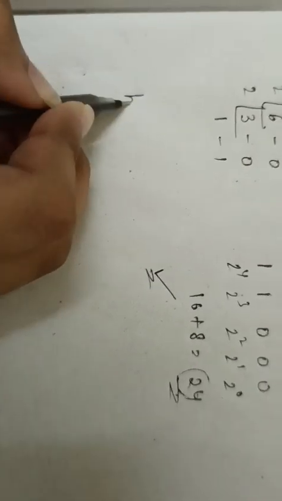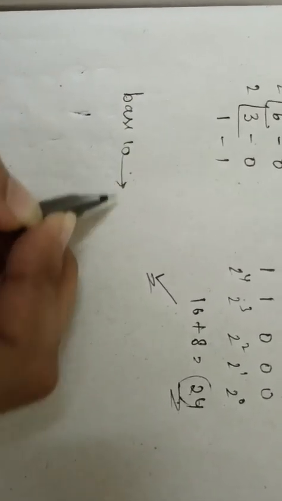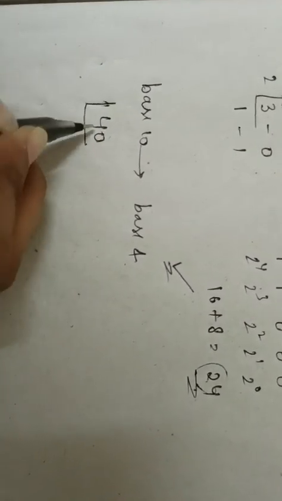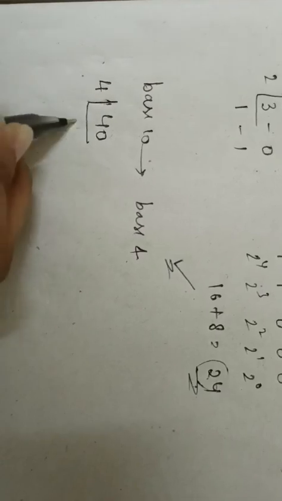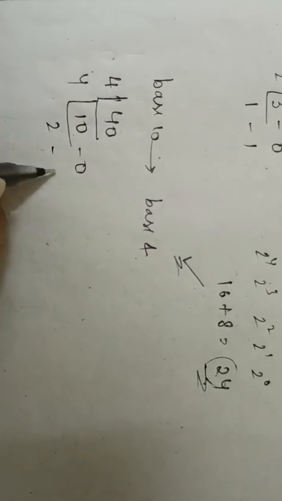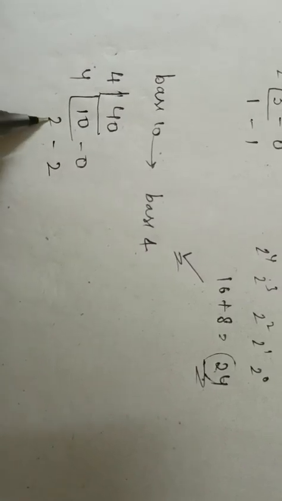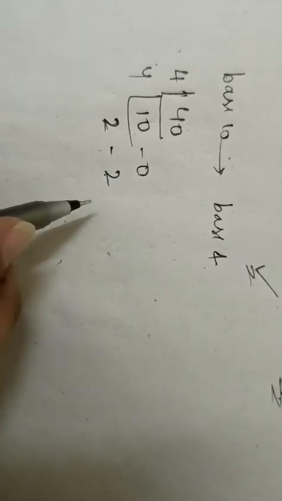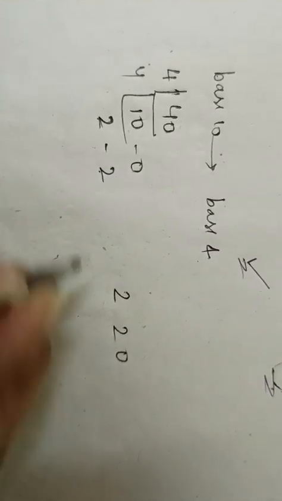Now converting a base 10 number into base 4. Let us take an example, 40. Now divide this by 4. 4 tens, 0. 4 twos, 8 and the remainder will be 0. Here the coefficient and here the remainder. Here we got the base 4 number as 220.